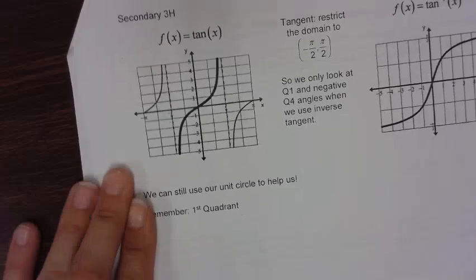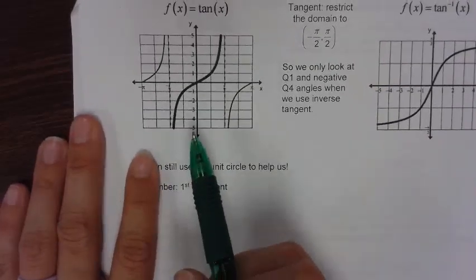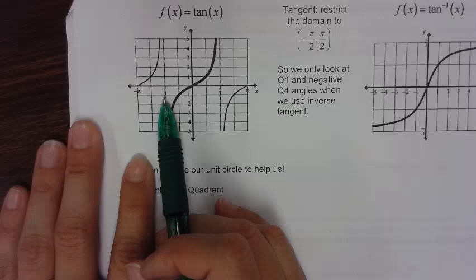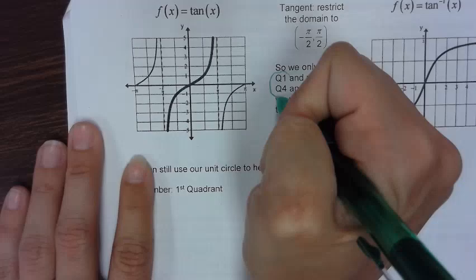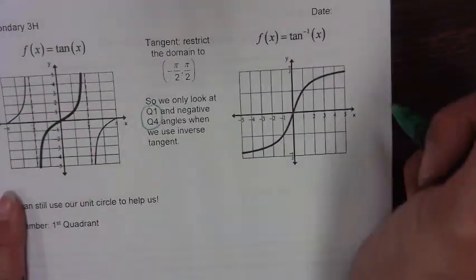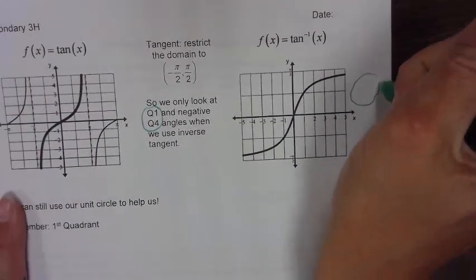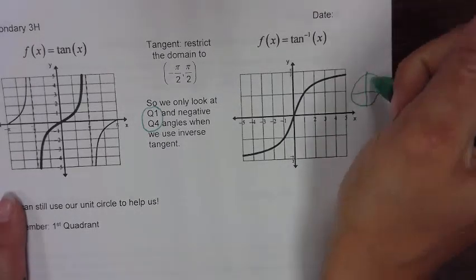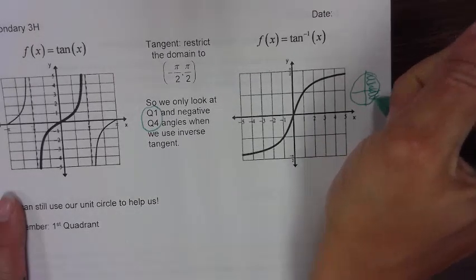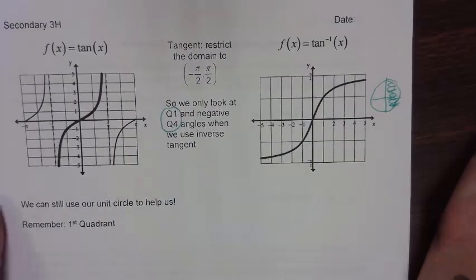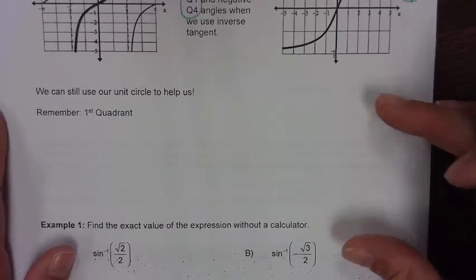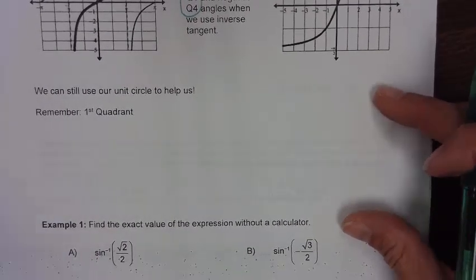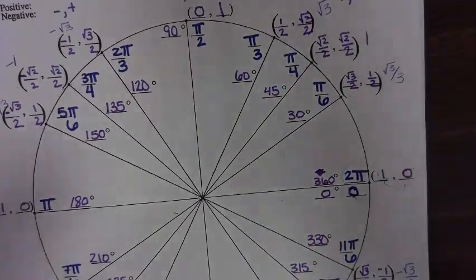Now let's look at tangent. Tangent, we also have an issue, but we have to restrict it from negative pi over 2 to pi over 2, which again, like sine, has us do quadrant 1 and 4. So on your unit circle, you are only looking at these two quadrants. What does that really mean? You'll see in about a minute. I'm not going to have you write down quadrant 1 just for the fact that you should have your unit circle with you.